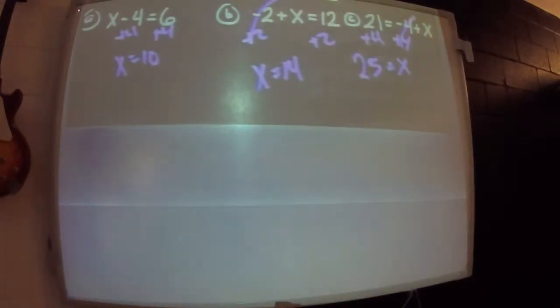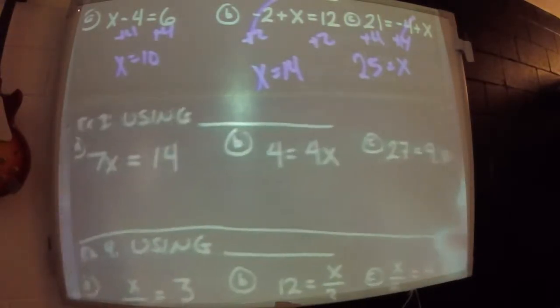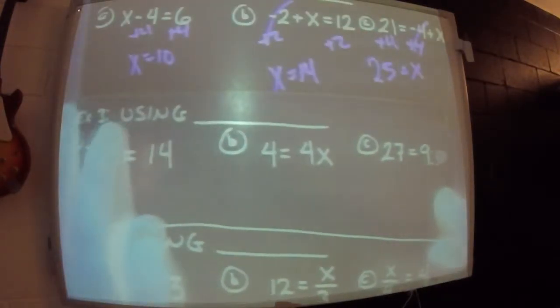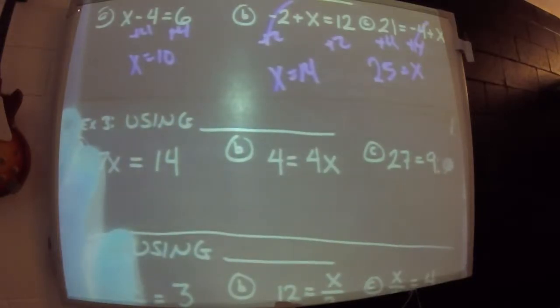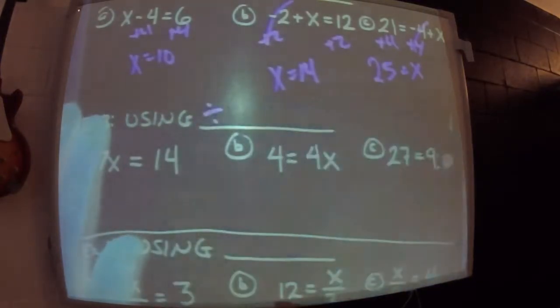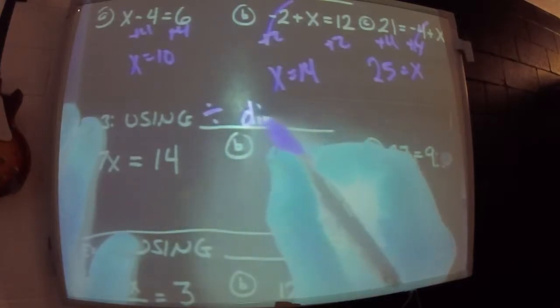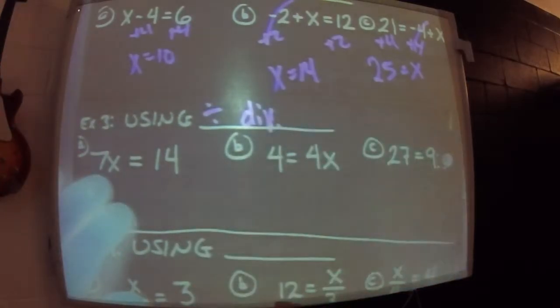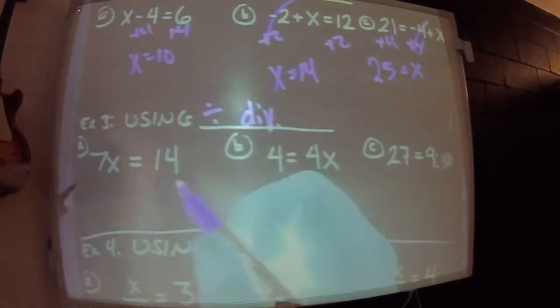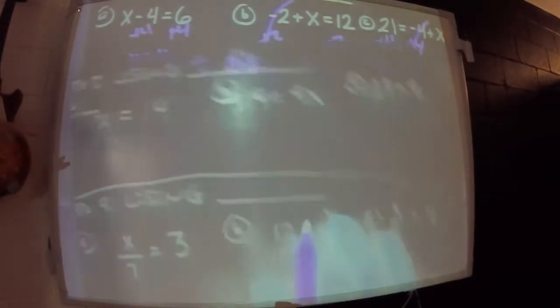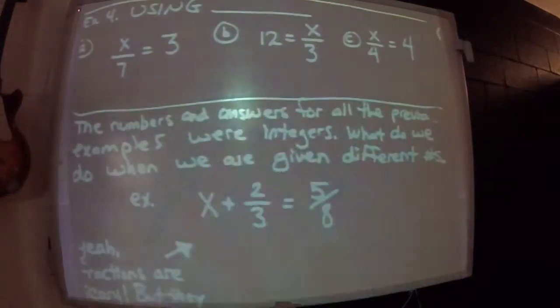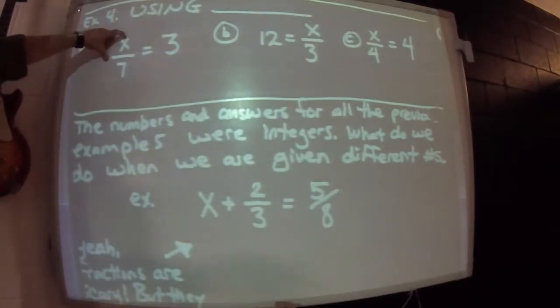Okay, the next one. Before I even put it up there, looking at example 3, are you going to use multiplication or division on example 3? Division. So I'm getting ready to put this up here. You can write dividing, or division, or just div. Yeah, I'm putting div. No adding or subtracting needed on these because there's no extra pieces.